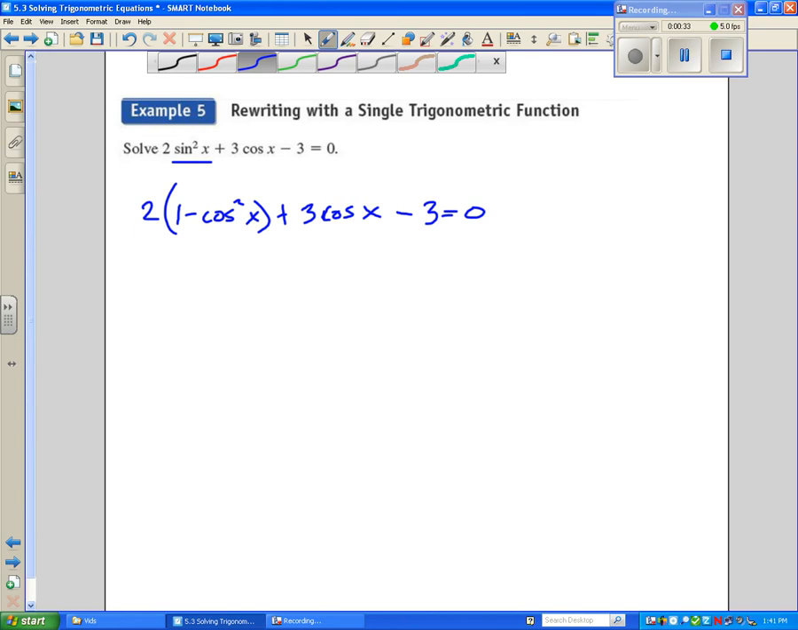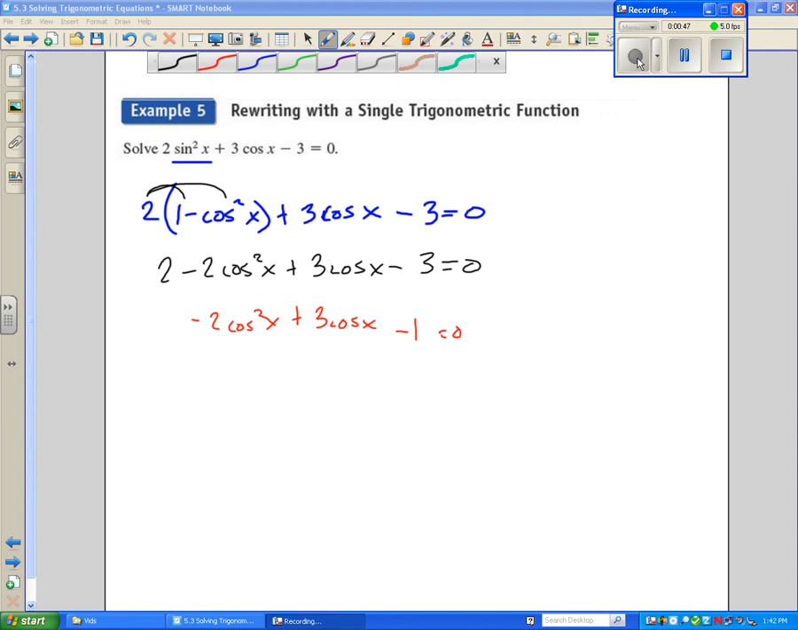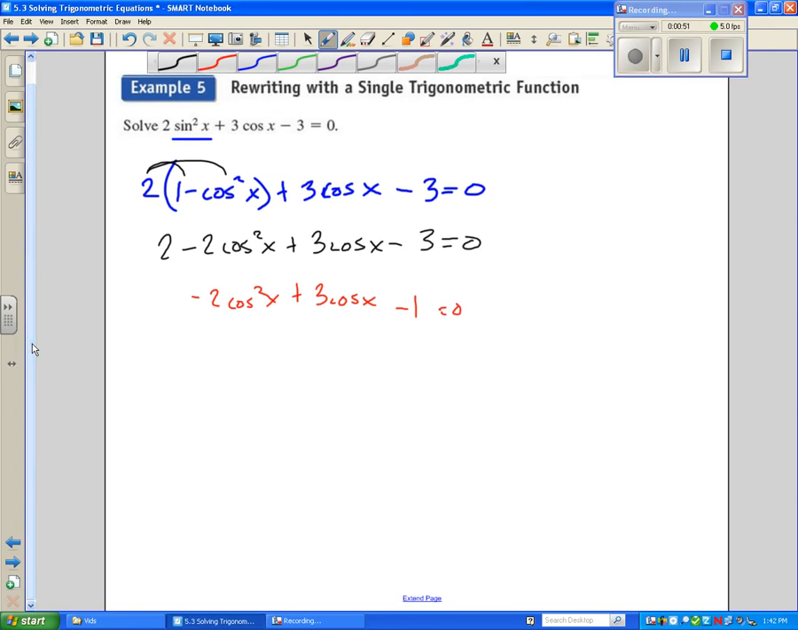All right, and then it just comes down to simplifying, grouping, and then factoring. So we're going to take this 2 on the outside and distribute. All right, and then you get that. Sorry, I paused the video. Oh well. You get that. 2 plus the negative 3 is negative 1, and you still have negative 2 cosine squared x and 3 cosine x. Take the negative 2 and the negative 1, multiply them.